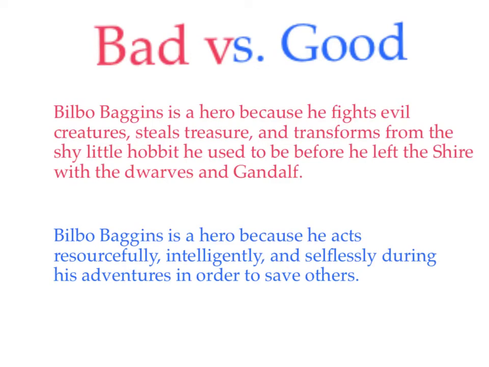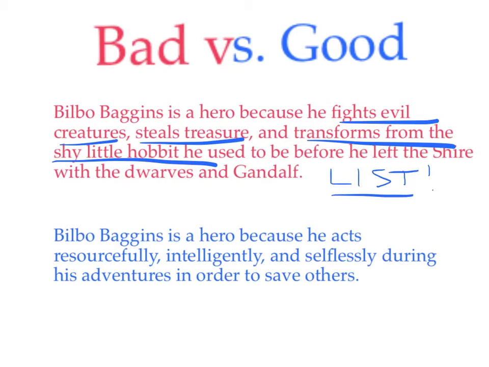Firstly, the one in red. He's a hero because he fights evil creatures, steals treasure, and transforms from the shy little hobbit he used to be. Now, this reads like a list. It doesn't seem like the person actually has a reason for why Bilbo is a hero. It seems more like this person is just listing off what Bilbo has accomplished or what he's done. This doesn't necessarily direct me towards one specific point as to why he's a hero. This is just a grocery list.